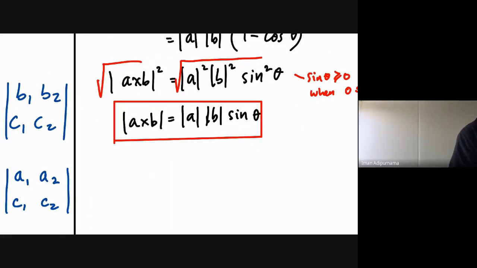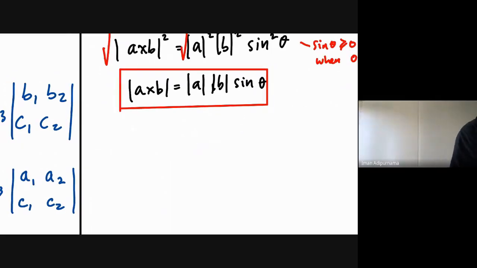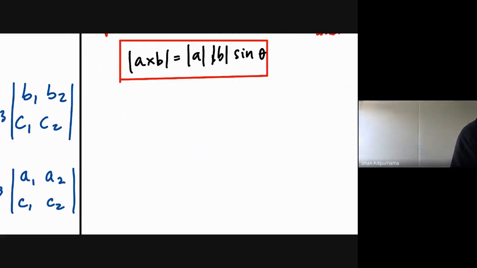Now, what is the angle really? If you have a vector, let's say this is A, and then another vector here, and this is B. The theta is here in between vectors A and B. If you look here, this is the length of B and then sine theta.